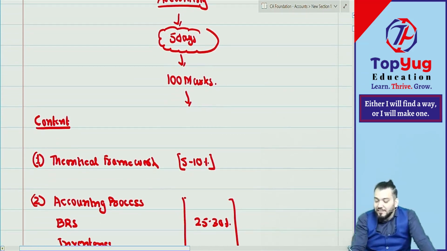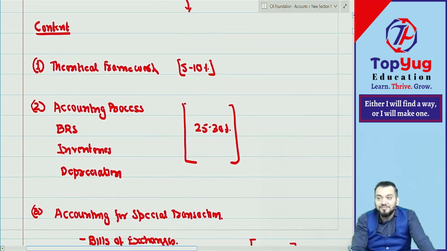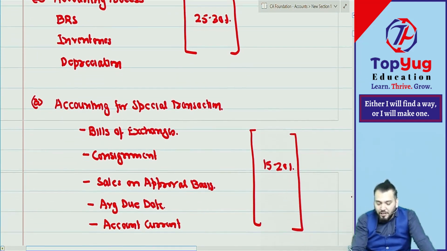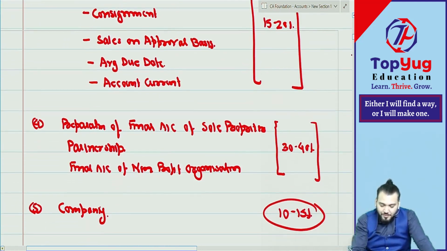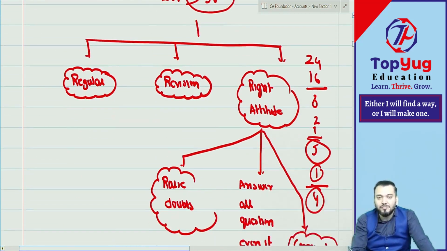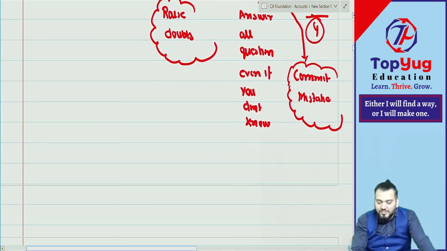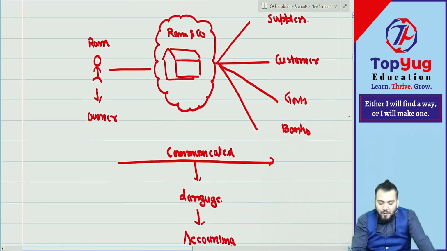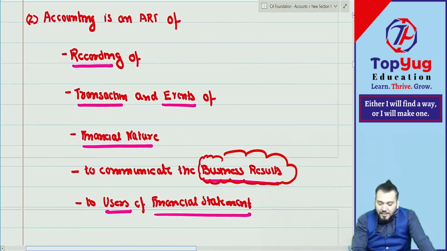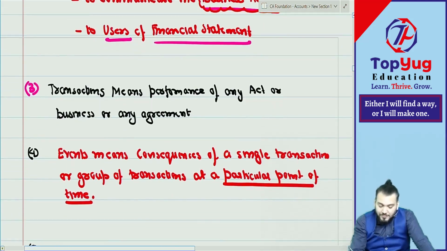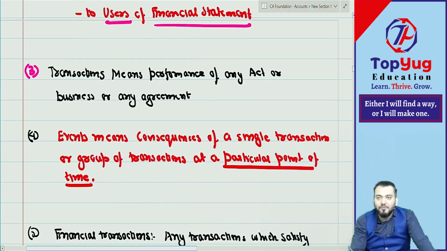Excellent. Transaction means what? Any act, any business, any agreement. Means whatever we perform, that is a transaction. What is the meaning of event? Consequences of a single transaction or group of transaction at a particular point of time is known as event. Correct? But we record only which transaction event? Transaction and event of financial nature.